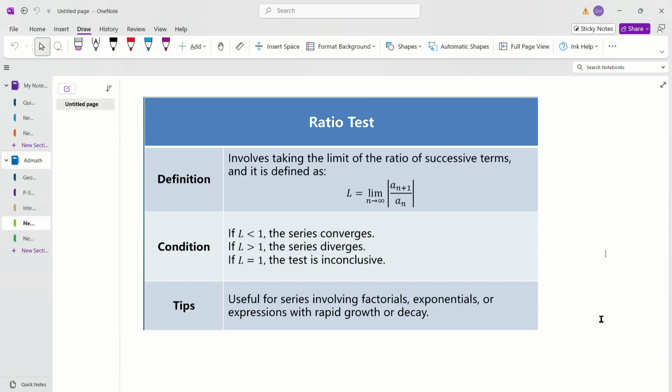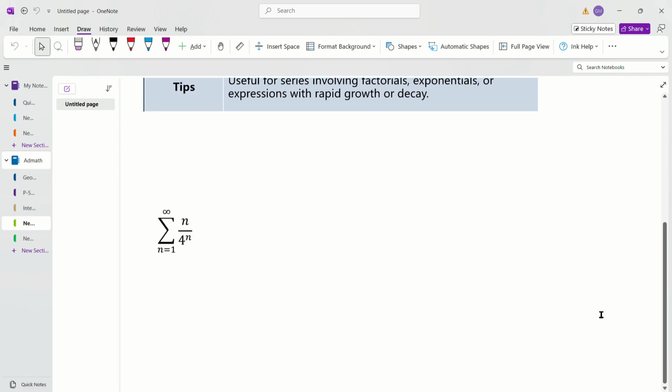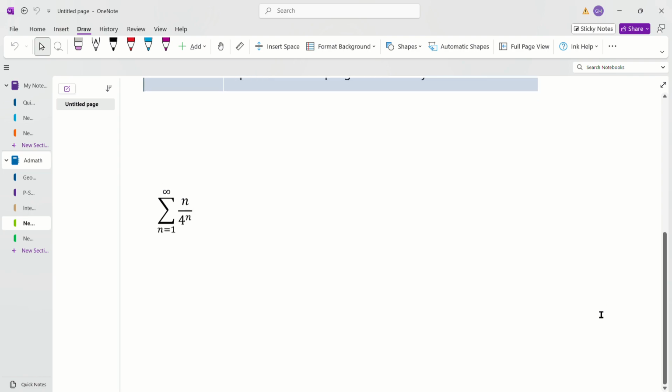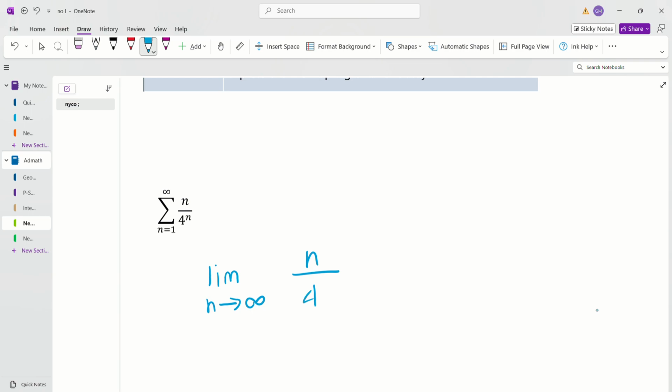To give an example, we have the summation from n equals 1 up to infinity of n over 4 raised to n. So using the formula for the limit, we have the limit as n approaches infinity of n over 4 raised to n.